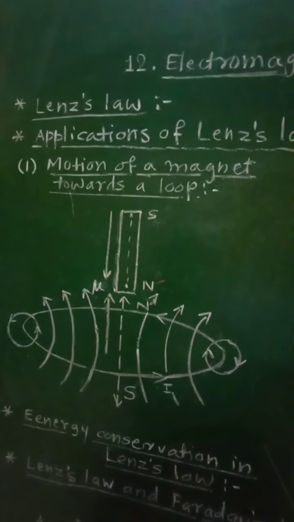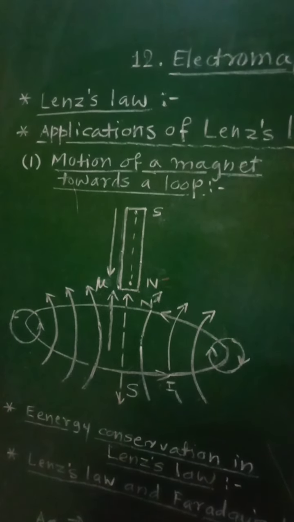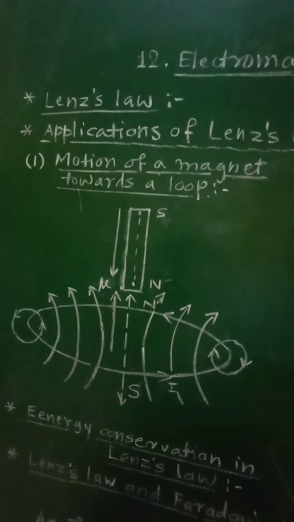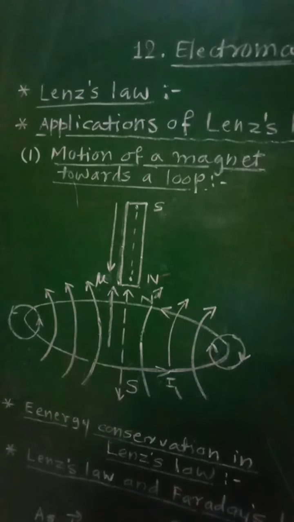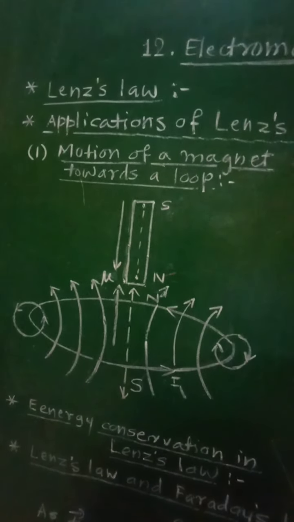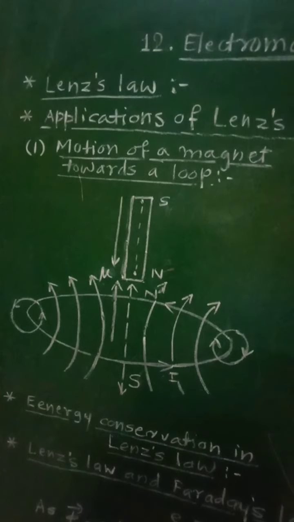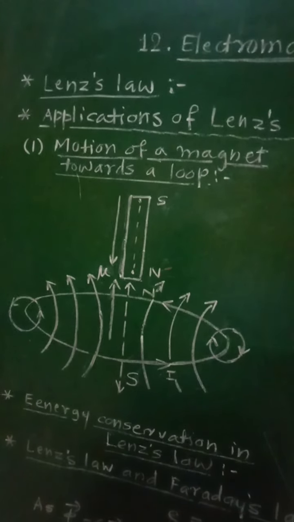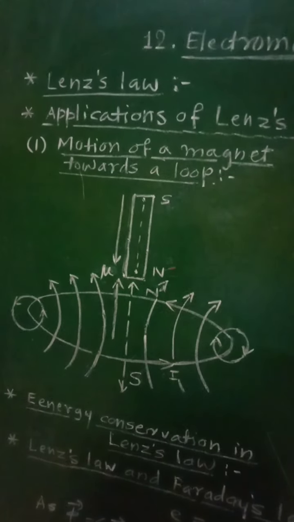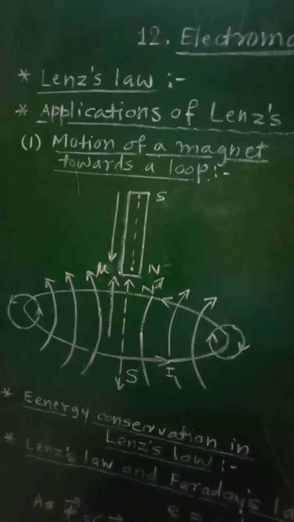The direction of induced current in a circuit is such that the magnetic field produced by the induced current opposes the change in magnetic flux that induces the electric current.